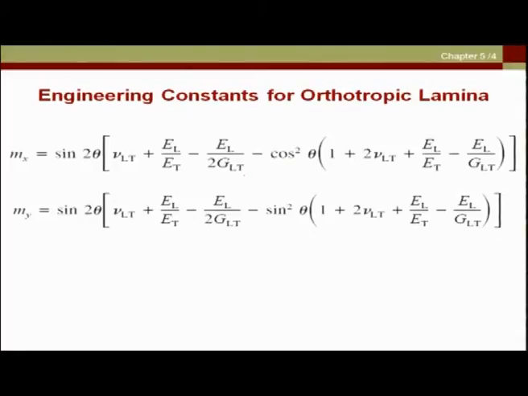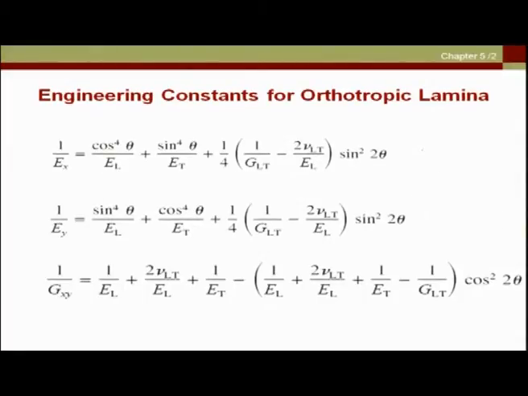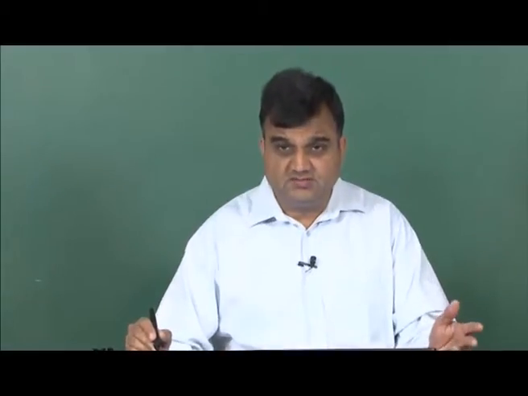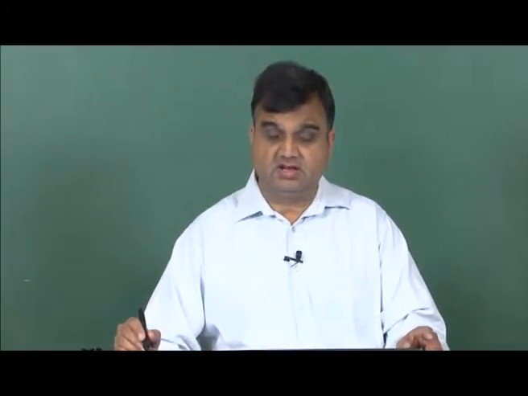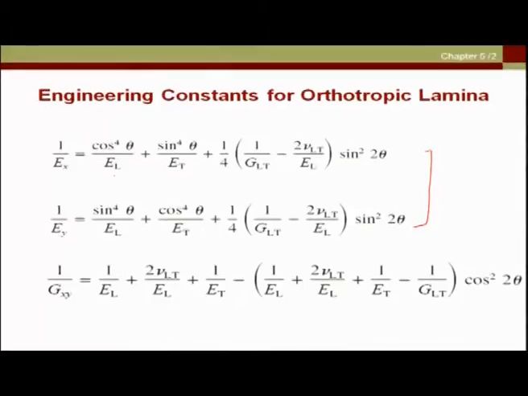So, let us start with Ex and Ey. So, what you see here is that if theta is equal to 0, then 1 over Ex, all these sin theta terms go away. So, 1 over Ex becomes 1 over EL or Ex equals EL, which makes sense because when theta equals 0, then the x axis and the L axis are mutually aligned. So, Ex will be equal to EL. Similarly, when theta equals 90 degrees, then the x axis will be aligned to the transverse axis, which is the t axis, and in that case Ex will equal ET. These are 2 observations.